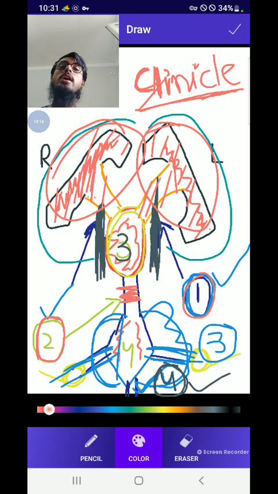Hydrocephalus. Okay guys, there are more conditions related to hydrocephalus also. Osteopetrosis is a condition in which hydrocephalus is also a clinical finding. And there is also hydrocephalus.